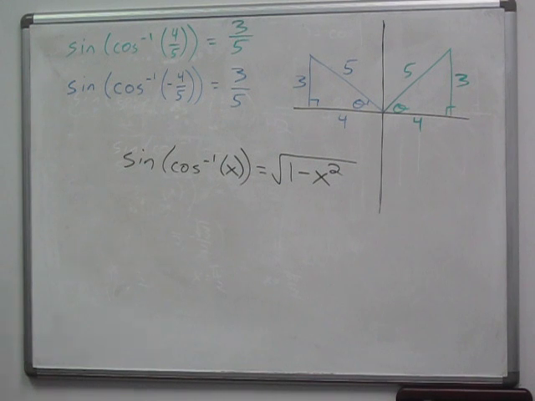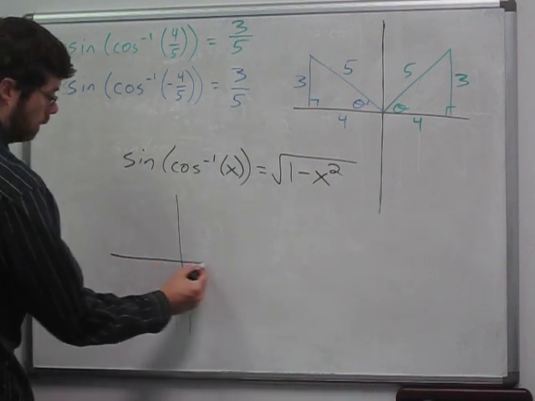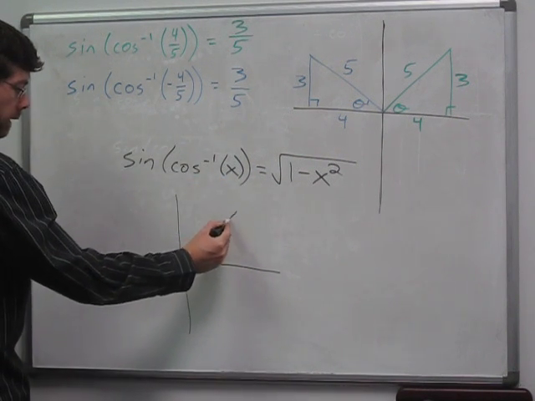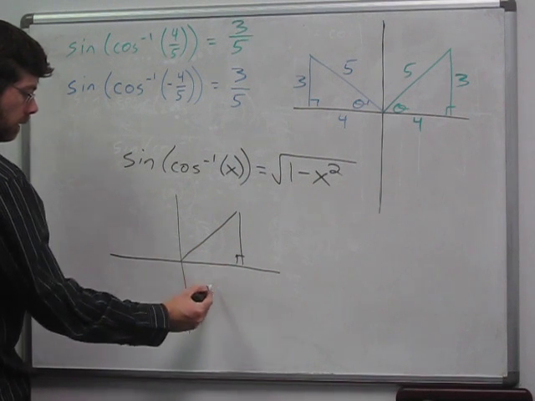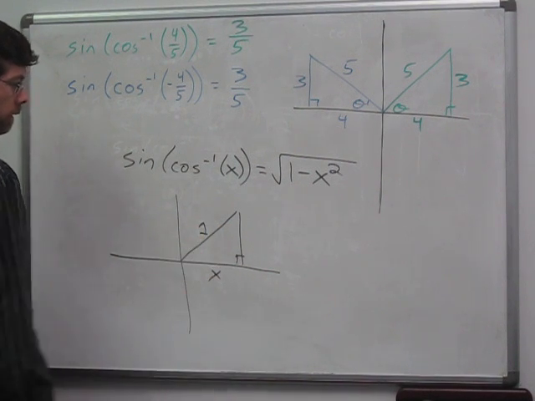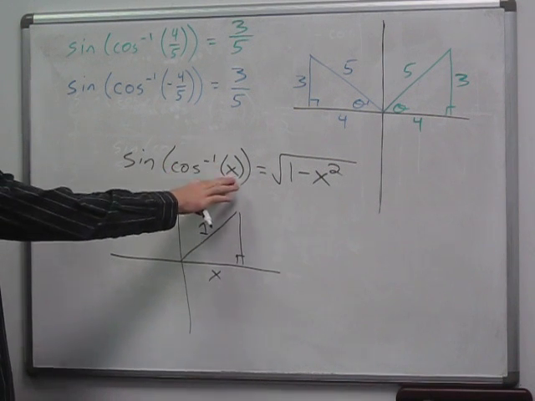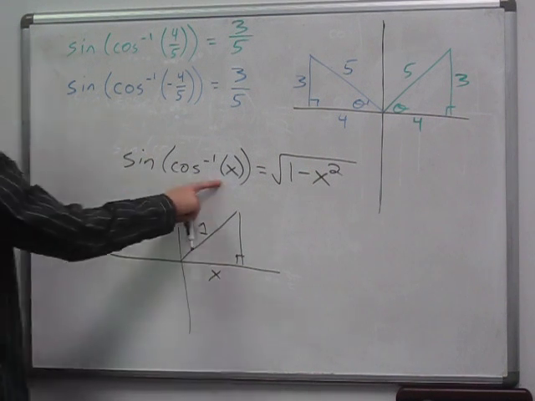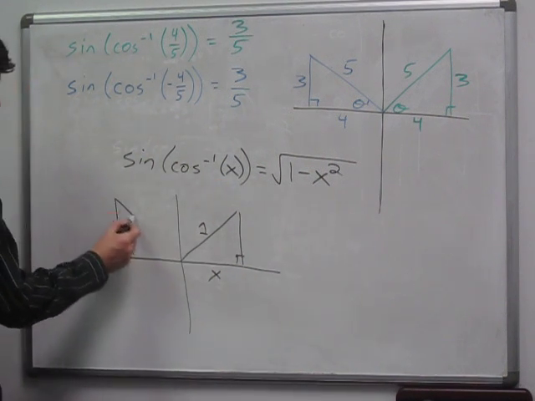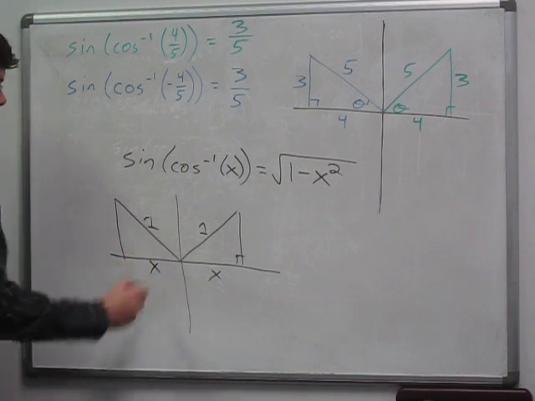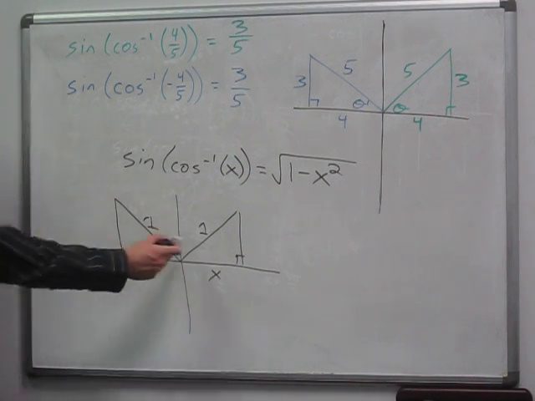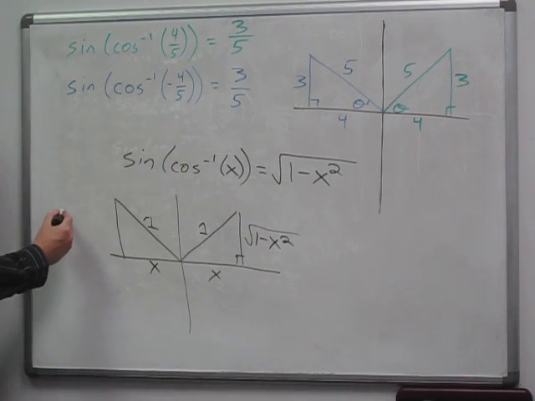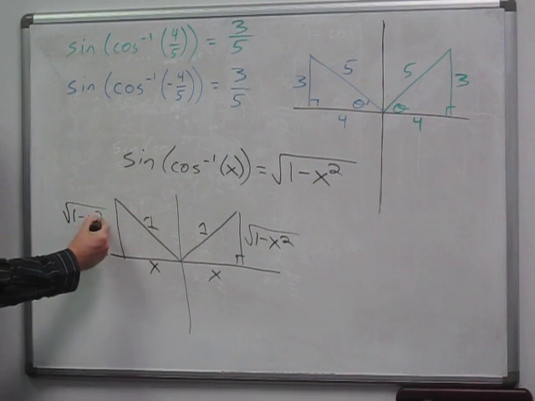And a short, quick proof of that: think about the cosine inverse of x. If x is a positive number, then we're going to put a triangle in quadrant 1. If x happens to be negative, we're going to throw a triangle into quadrant 2. In both cases, by the Pythagorean theorem, the opposite leg has length the square root of 1 minus x squared.